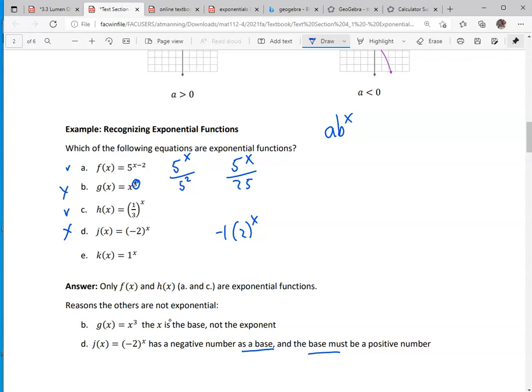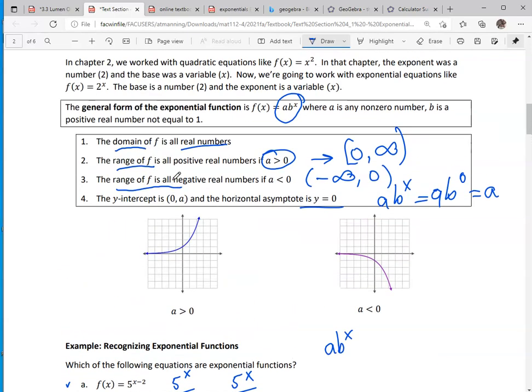That's why this does not count. The base cannot be a negative number. Do they say that up there in the rules? That b must be a positive number. Yes, b here, I skipped over that. b is a positive real number and not equal to 1.